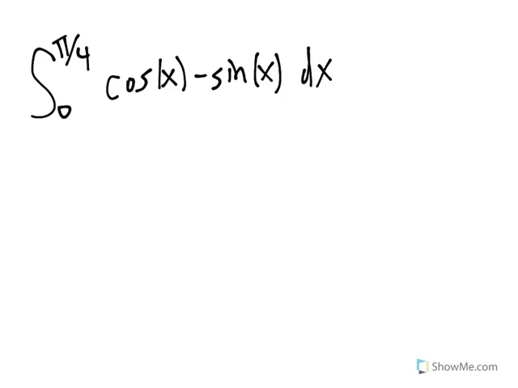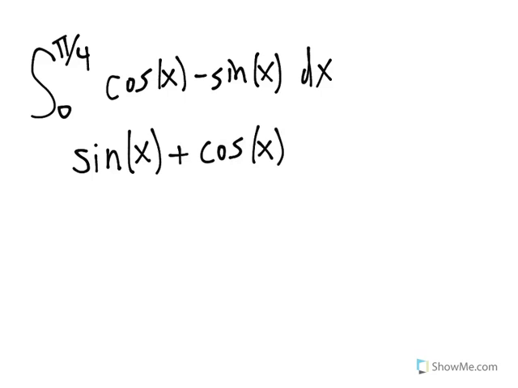When you integrate a cosine of x, you get a sine of x. And when you integrate a sine of x, or I should say a negative sine of x, you actually get a positive cosine of x. Remember, you can always check those antiderivatives by taking the derivative of what you get and saying, did I get what I started with? Okay, so this is evaluated from x equals 0 up to pi over 4.